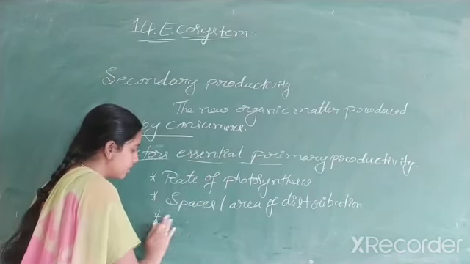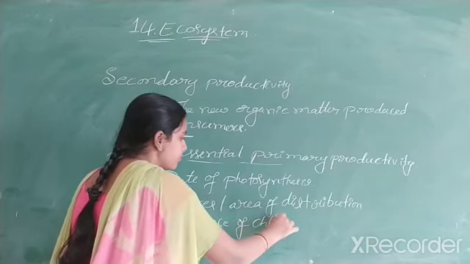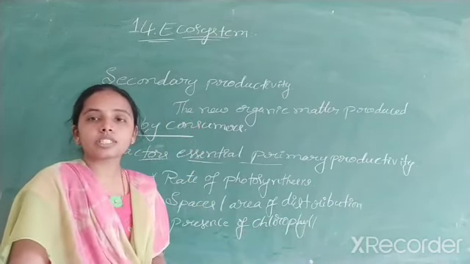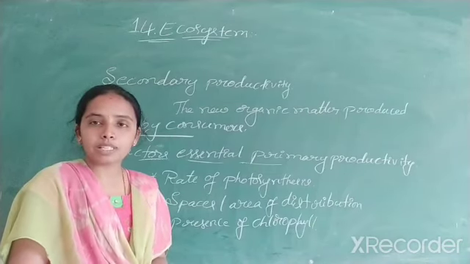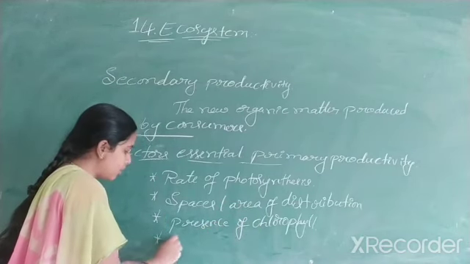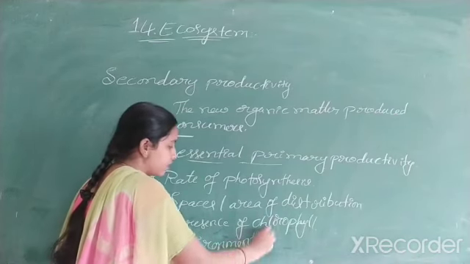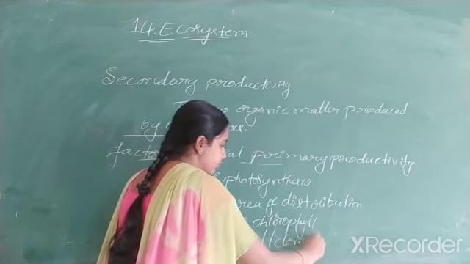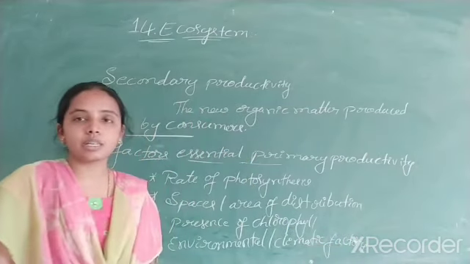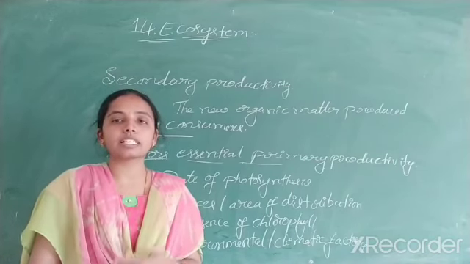And the presence of chlorophyll: the more chlorophyll, the better the photosynthesis. As we know, photosynthesis takes place in the chloroplast, and the chlorophyll pigment inside the chloroplast helps photosynthesis. Then environmental or climatic factors: water, light, temperature, soil, and mineral nutrients available as abiotic components increase the productivity.